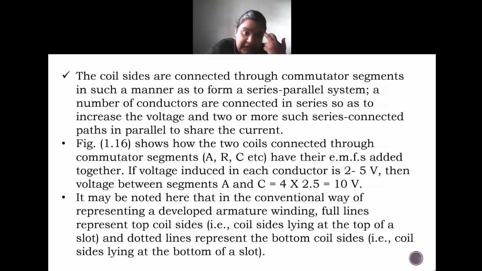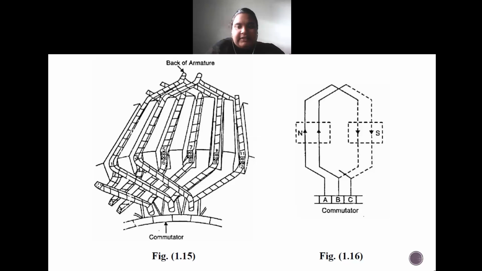And again we have seen how these are connected in series as well as parallel systems, why we go for the series, why we go for the parallel, and the conventional way of representing the developed armature windings. If you look at this diagram, the solid lines are the coil sides at the top of the slot, whereas the dotted lines are the coil sides at the bottom of the slot. This is a convention which we will follow throughout our subject.